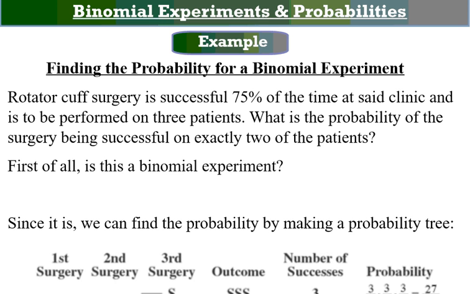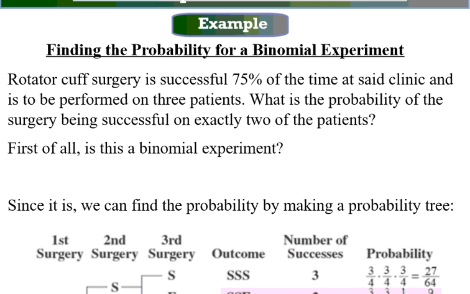Now we're going to calculate probabilities for binomial experiments now that we know what a binomial experiment is. So rotator cuff surgery is successful about 75% of the time at a said clinic and is said to be performed on 3 patients. What is the probability of the surgery being successful on exactly 2 of the patients? First of all, is this a binomial experiment? Yes, we're assuming it's 75% likelihood for each one. The probability of one doesn't affect the probability of the other. There's a fixed number of trials, 3 trials. We want to know what's the likelihood of getting exactly 2.